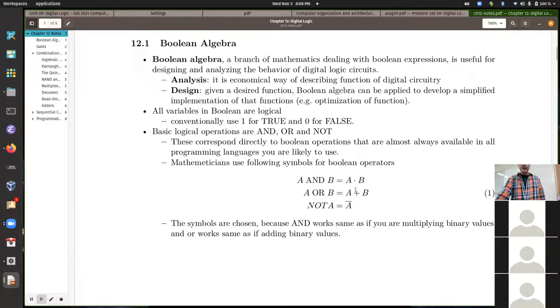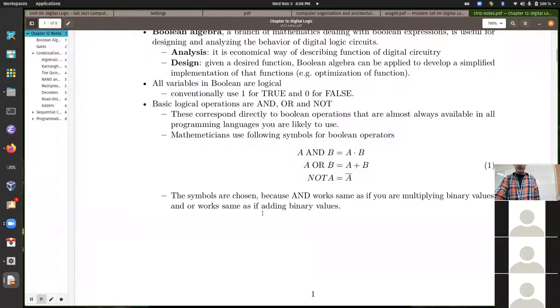We normally use a multiplication symbol for the AND operation, a plus symbol to represent OR, and we use a bar over for a NOT, which doesn't really have a corresponding operation in normal algebra. You can think of that as the complement of a number or the inverse operation. But here it's simpler for Boolean algebra. It's just the complement of your bit or of your logical value.